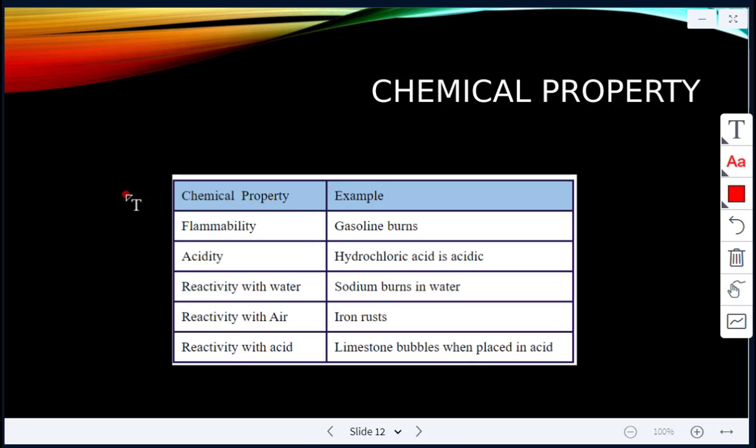All right, so just some chemical properties and some examples. Flammability, so for example, gasoline burns. Acidity, hydrochloric acid is an example of acidity. Reactivity with water, sodium burns in water. Reactivity with air, iron rusts. So for example, we were talking about vehicles and how they can start to rust. Reactivity with acid, limestone will bubble when it's placed in acid.